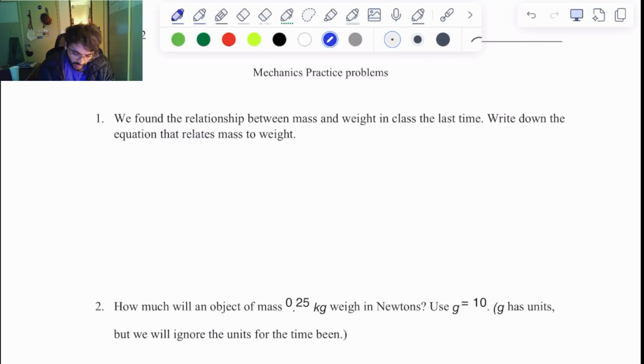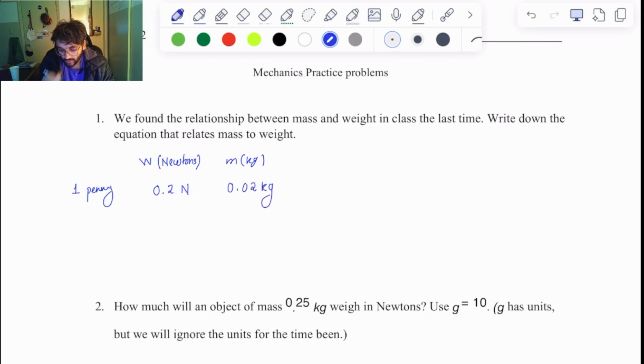So if you remember, I'm going to give you an example of 1 penny. The weight in newtons, you should have gotten something like 0.2 N, and mass in kilograms something close to 0.02. Okay. Now, in order to get a relation between these quantities, a very nice thing that you can do is to divide them. So if you divide W by M, you get close to 10.